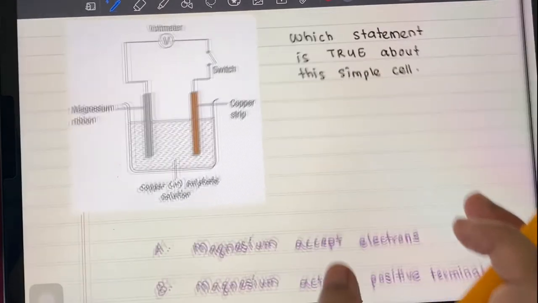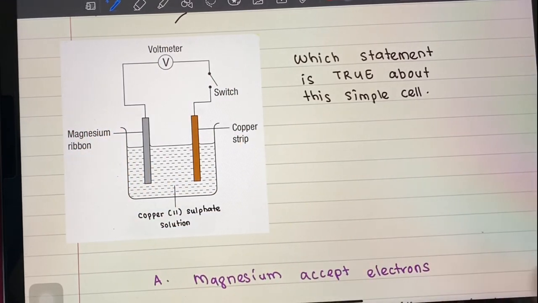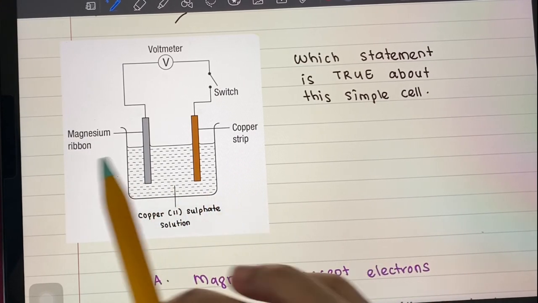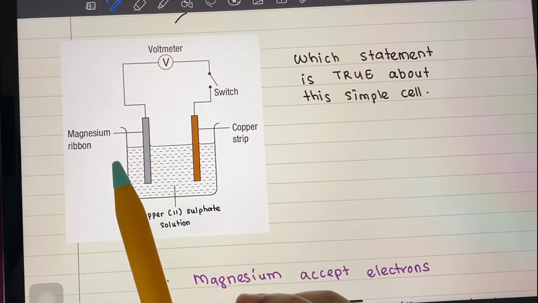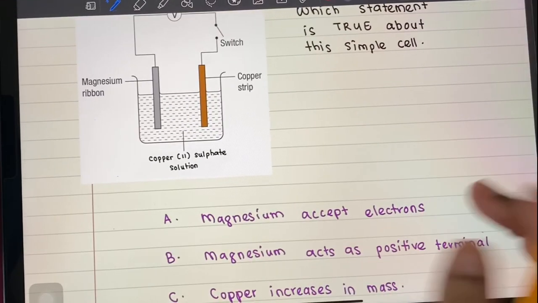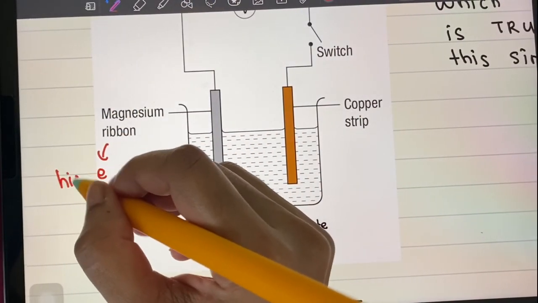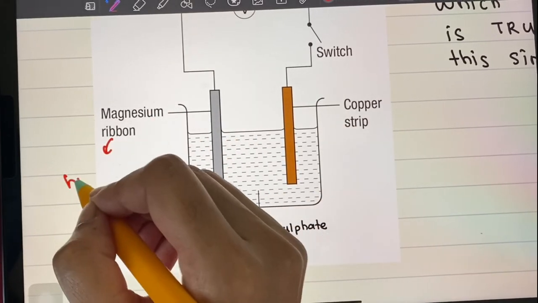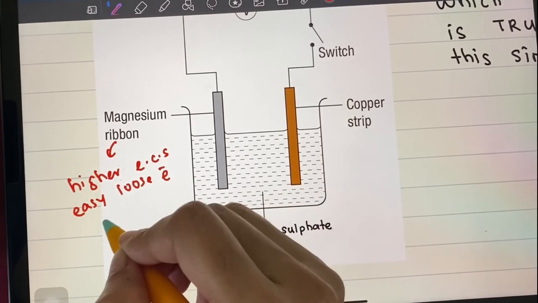Question 3. Which statement is true about the simple cell? So this is your simple cell, and then they give you a copper sulfate solution. Magnesium, copper, we know that magnesium is in a higher position in the electrochemical series. Definitely, it will become a negative terminal, easy to lose electrons. Remember that. Okay, so does magnesium accept electrons? Definitely no. Why? Because magnesium is higher in the ECS, easy to lose electrons, becomes negative.